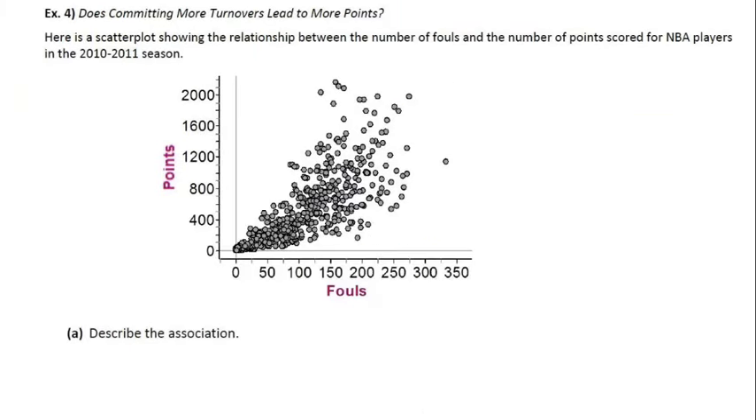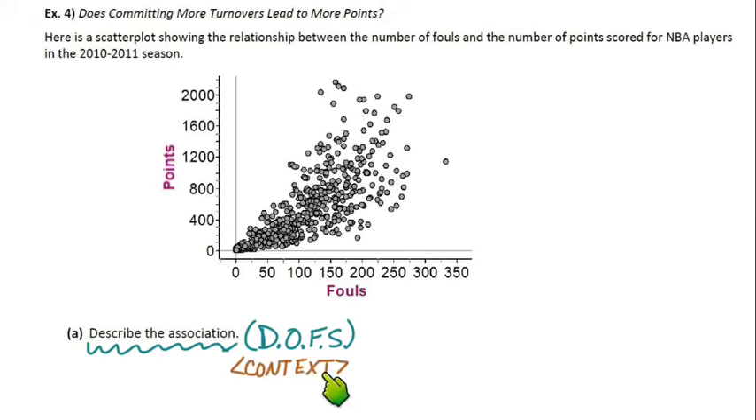It shows the relationship between fouls and the number of points for NBA players in 2010-2011. There are a lot of data points on here. When you're asked to describe the association, and this goes back to 3.1, don't forget the acronym DOFS: direction, outliers, form, and strength. We can actually do this in one sentence. And don't forget, we need to add context, so words from the problem.